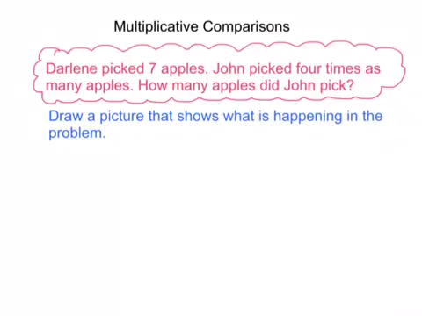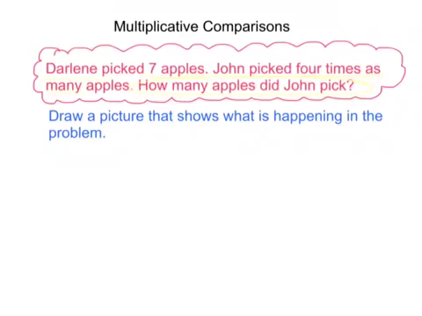So first, like always, we want to underline or highlight our keywords in our math problem. So Darlene picked 7 apples, so Darlene had 7 apples. John picked 4 times as many, so there's the 4 times as many language. How many apples did John pick? So remember to circle your final question so that you remember exactly what your final answer should be and what you should label it. So first I'm going to draw a picture that shows what is happening in the problem.